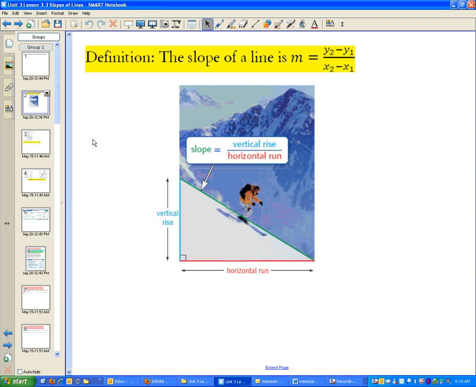Those variables with the subscripts mean the same thing they did back when we did distance formula and midpoint formula. Y2 is the y-coordinate of the second point, y1 is the y-coordinate of the first, and so forth. Now, the order that you put these in matters. It doesn't matter which point you choose to be the first point and which point you choose to be the second point. But since there's a minus sign between them, if you do y2 minus y1 in the top, but in the bottom you do x1 minus x2, you've reversed it, you're not going to get the correct slope. So the order does matter. Pick a point to be the first point, pick a point to be the second point, and stick with it.